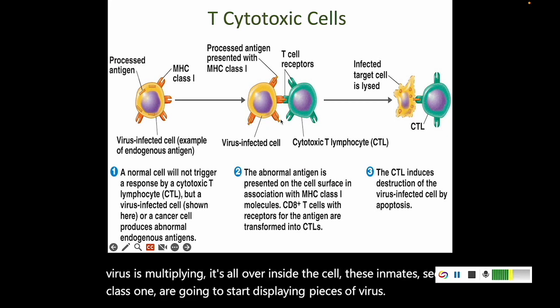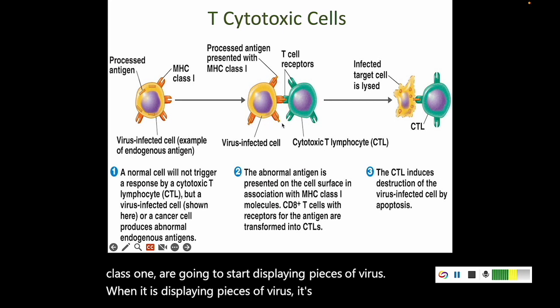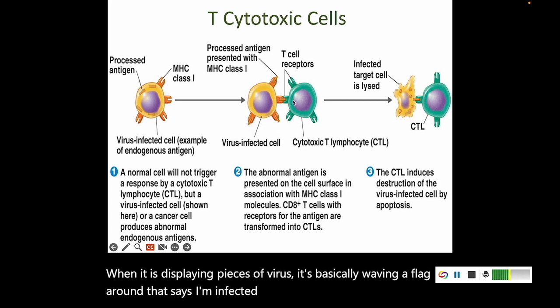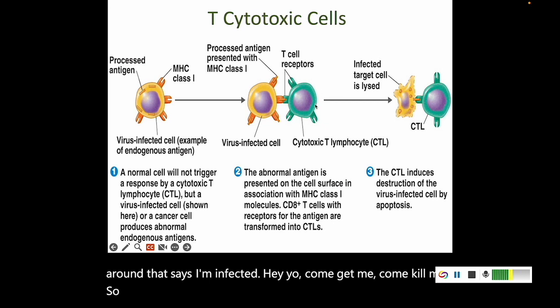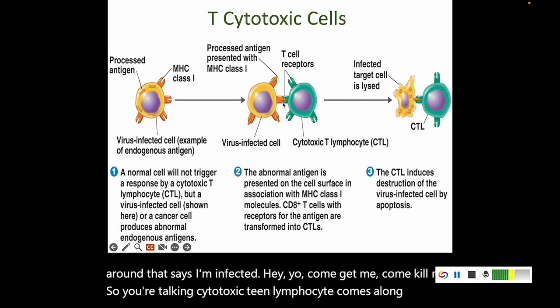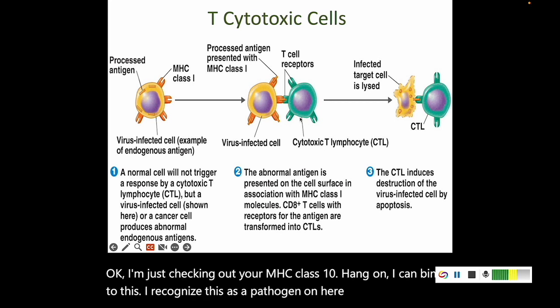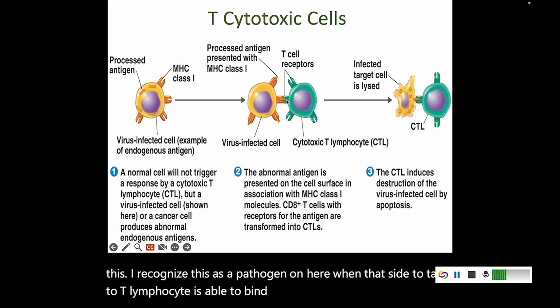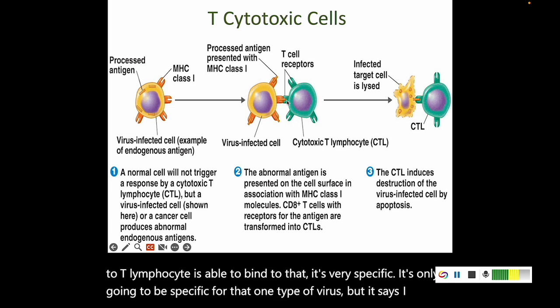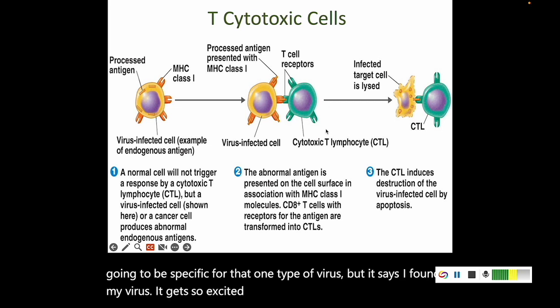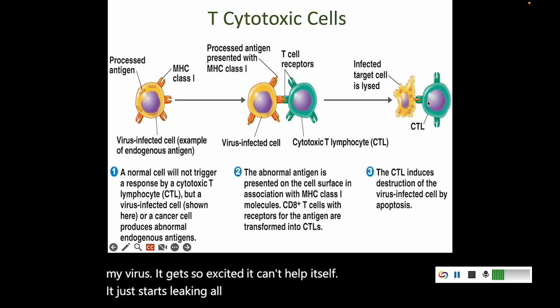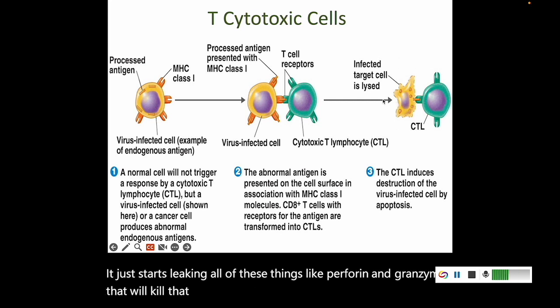When it is displaying pieces of virus, it's basically waving a flag around that says, I'm infected, come get me, come kill me. So your cytotoxic T lymphocyte comes along, says, okay, I'm just checking out your MHC class 1. Oh, hang on, I can bind to this. I recognize this as a pathogen on here. When that cytotoxic T lymphocyte is able to bind to that, it's very specific. It's only going to be specific for that one type of virus, but it says, I found my virus. It gets so excited, it can't help itself. It just starts leaking all of these things like perforin and granzymes that will kill that infected target cell.